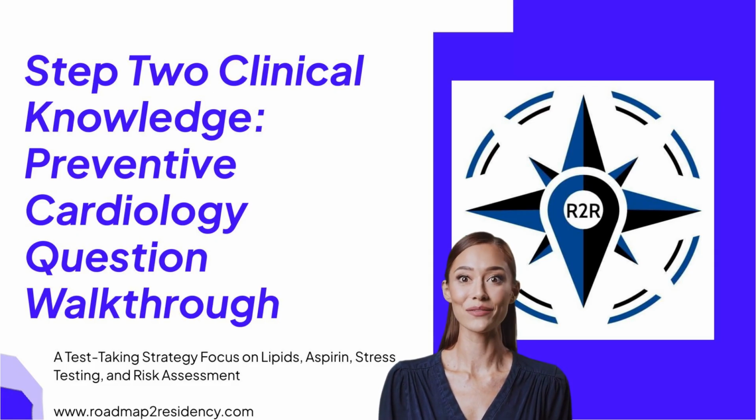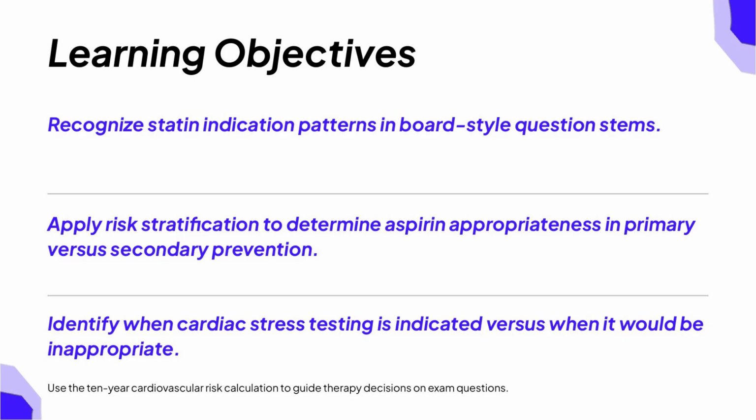Let's get started. By the end of this video, you'll be able to recognize statin indication patterns instantly when you see them in question stems. You'll understand when aspirin is appropriate for primary versus secondary prevention. You'll know exactly when cardiac stress testing is indicated and which type to choose. And you'll be able to use the 10-year cardiovascular risk framework to guide your answer choices. Remember, these skills are about pattern recognition on test day.